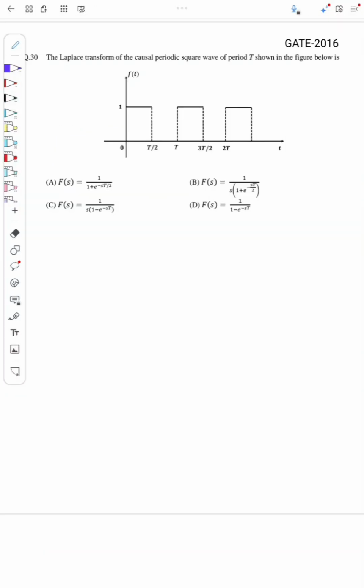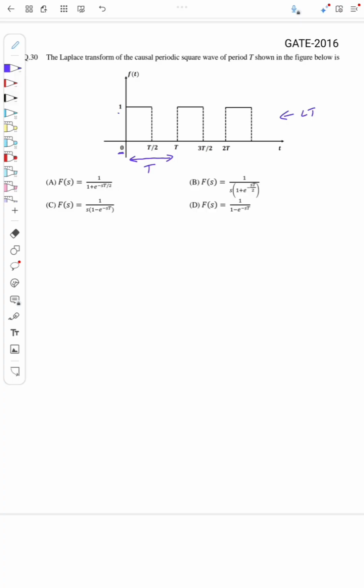So let us see another question from GATE 2016. The question is, the Laplace transform of the causal periodic square wave of period T shown in the figure below is. So we need to find the Laplace transform of the signal, right? If you carefully see here, it's a periodic square wave with its minimum value 0 and the maximum value 1, and its period is T, right?